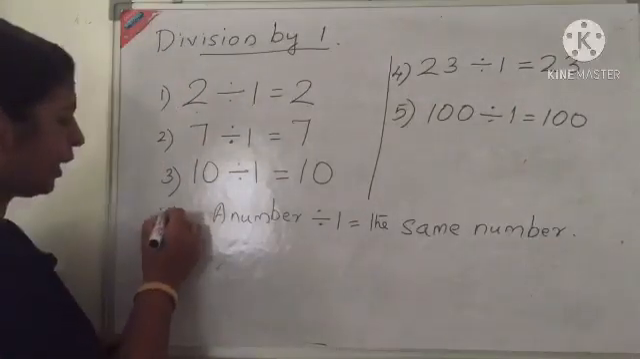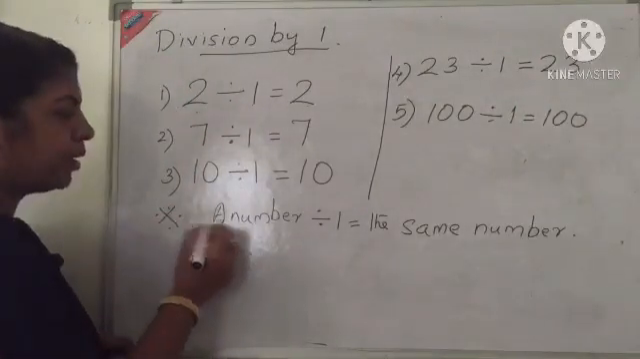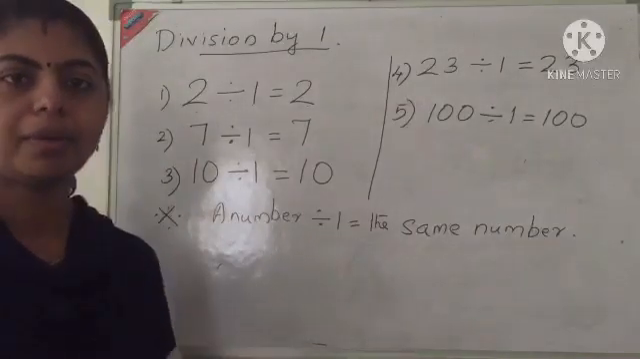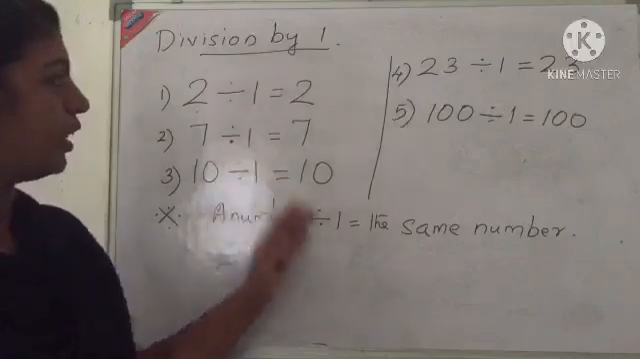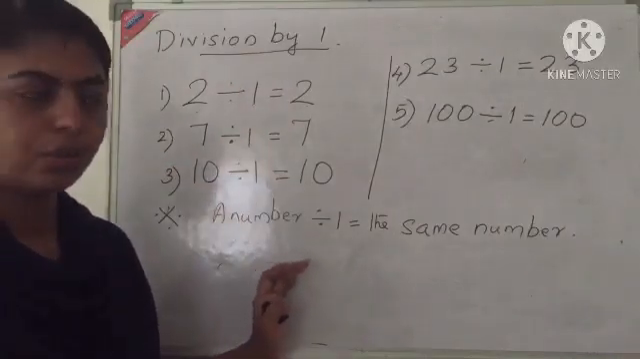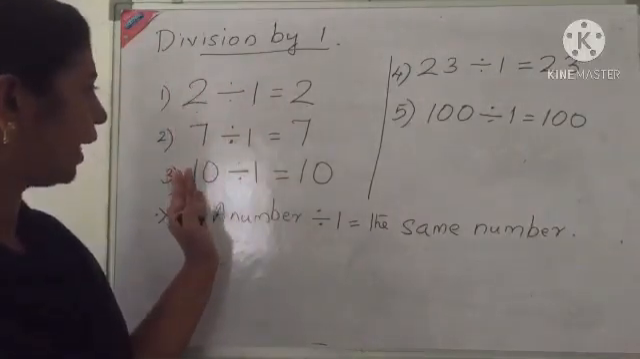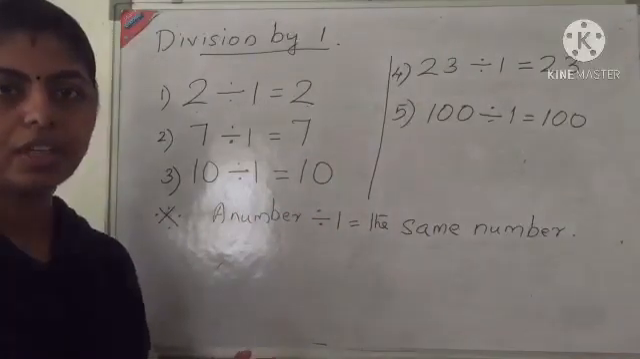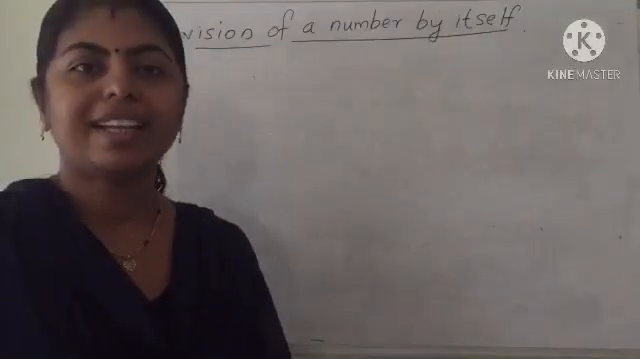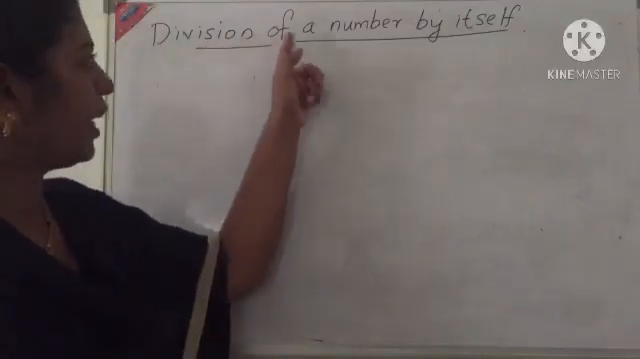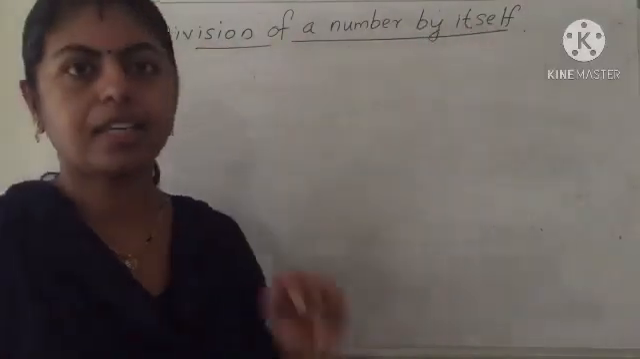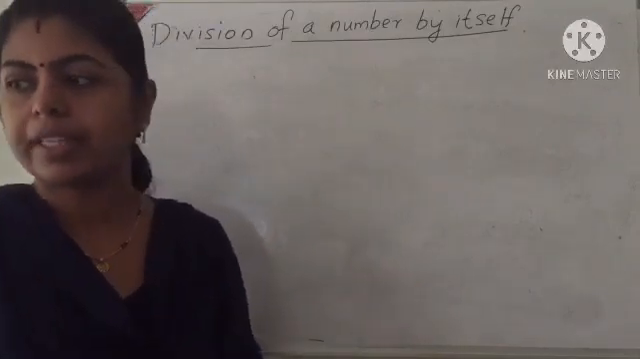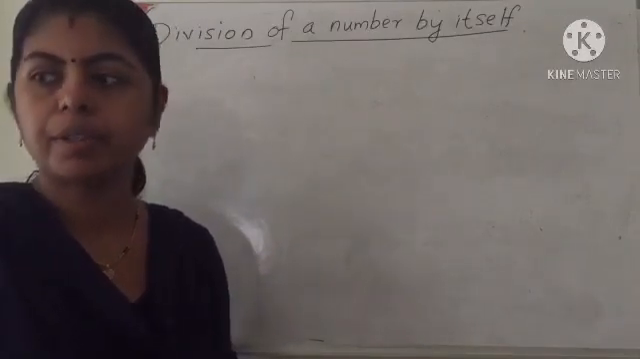After that you want to write this also. A number divided by 1 equal to the same number. Okay. All these you want to write into your notebook. First you want to write the examples. After that you want to write this also. Okay, the next, division of a number by itself. We are dividing a number by the same number.